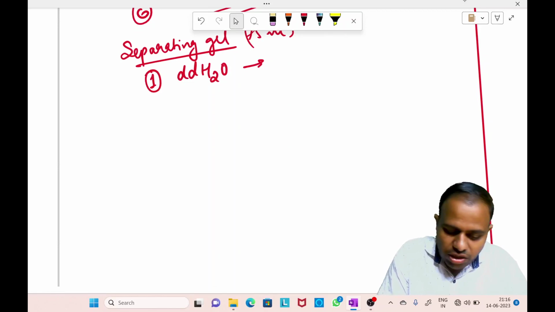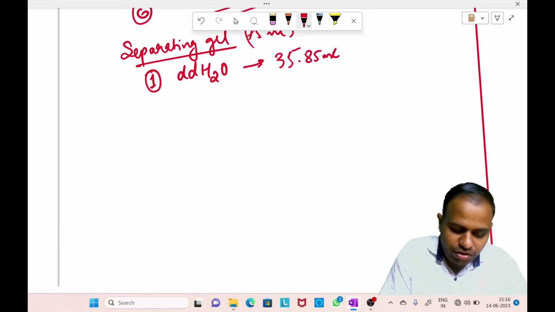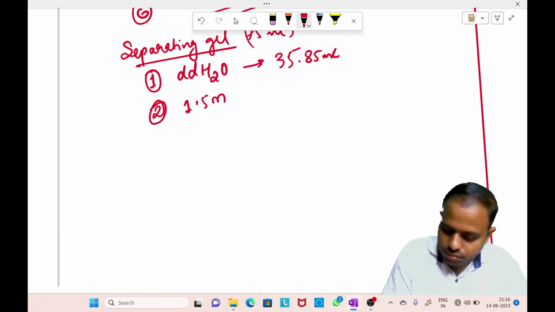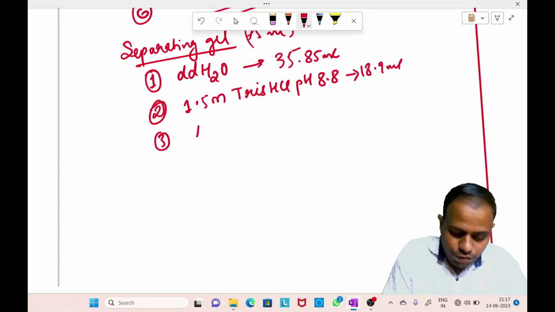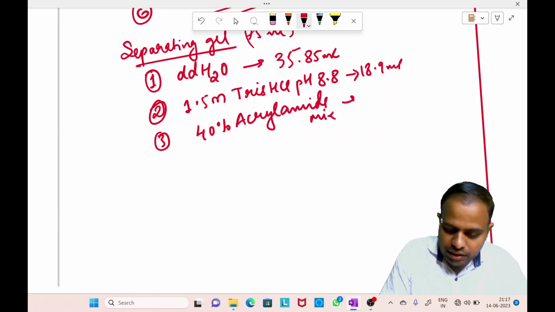Okay, so here double distilled water has to be 35.85 ml in 75 ml total, of course. Then 1.5 molar Tris-HCl, where the pH should be 8.8, is 18.9 ml. Then 40% acrylamide mix has to be added at 18.75 ml.